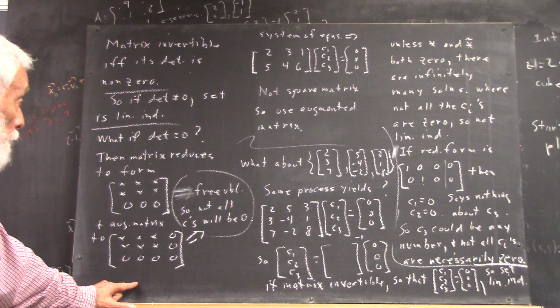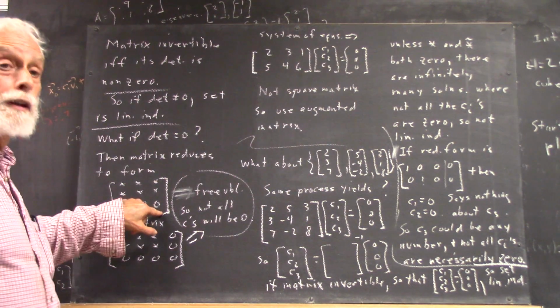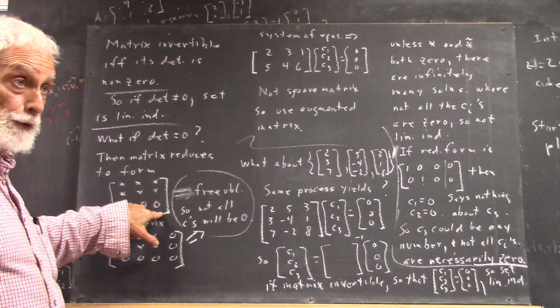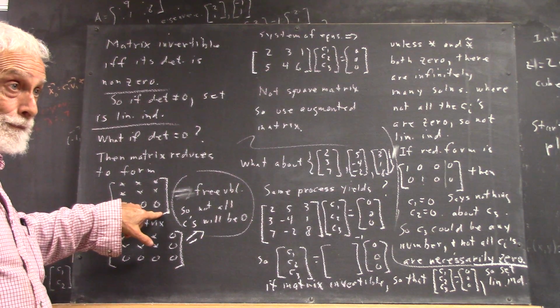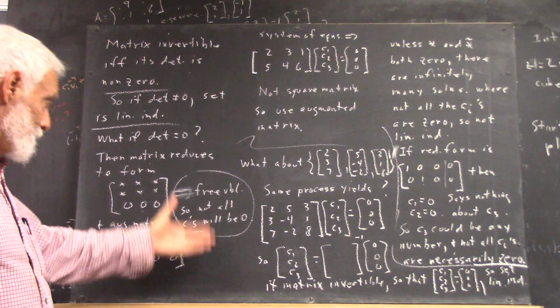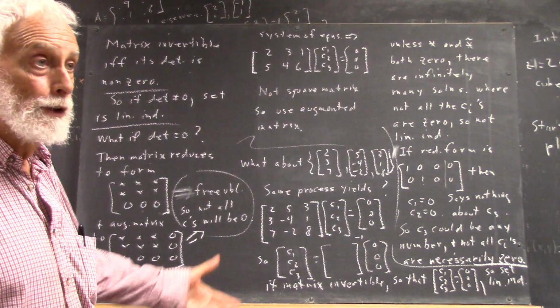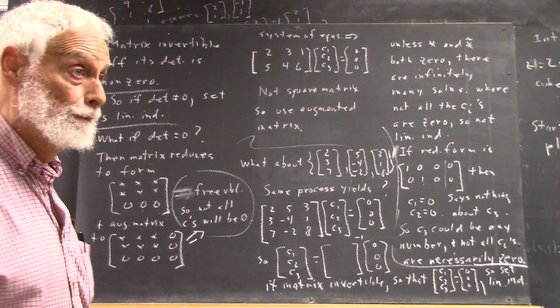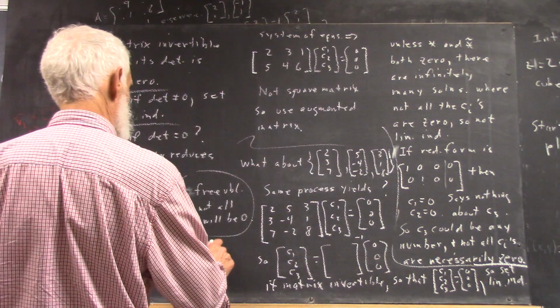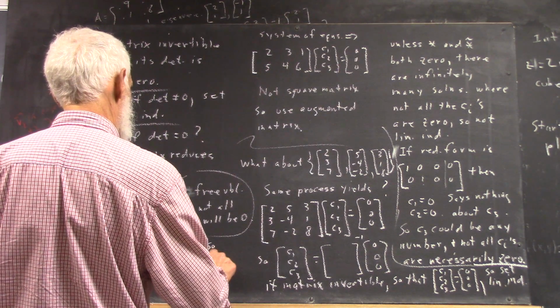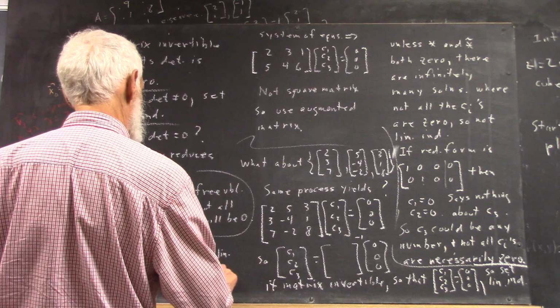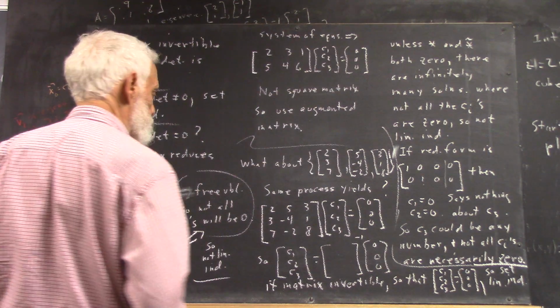Okay? So if the determinant is 0, you're going to be able to reduce it down to something that has a row or column of zeros. Okay? Which, in the form of the augmented matrix, tells you it's not going to pass a test for linear independence.